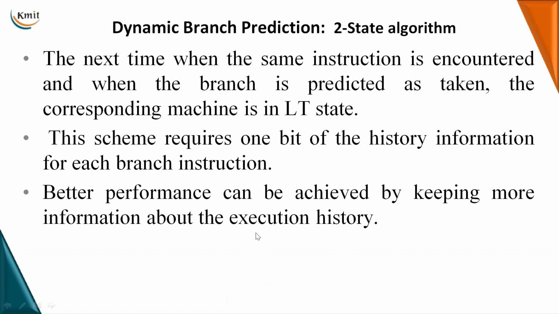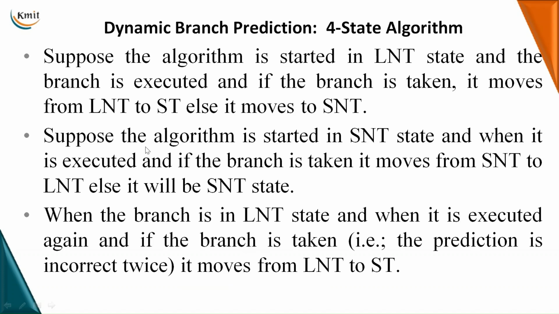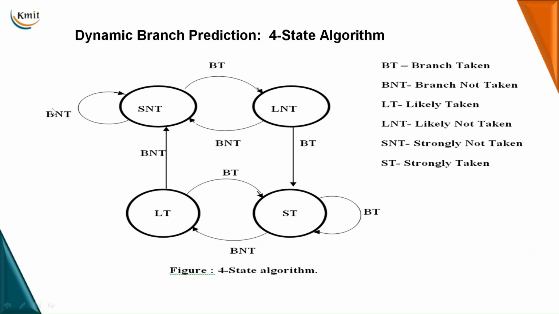So this particular algorithm requires one bit of history information for each branch instruction. The next type of algorithm is a four-state algorithm, which contains four states: strongly not to be taken state, likely not to be taken state, strongly to be taken state, and likely to be taken state. BT and BNT stand for branch taken and branch not taken.